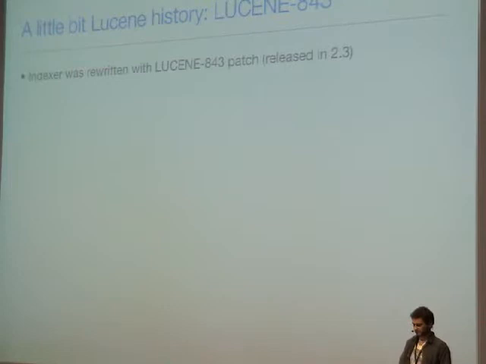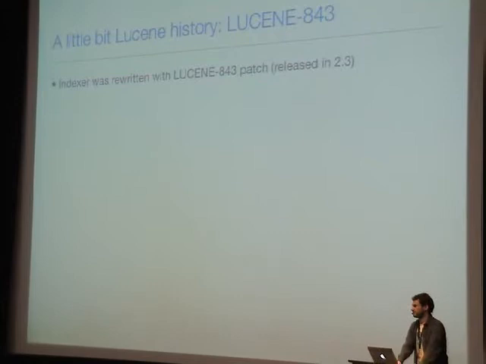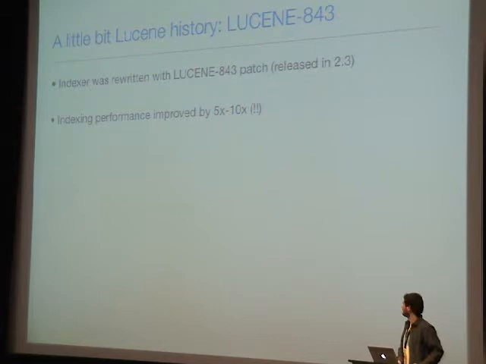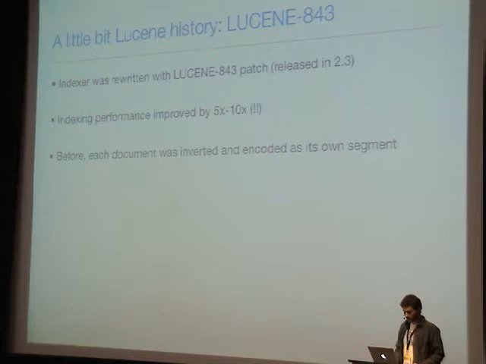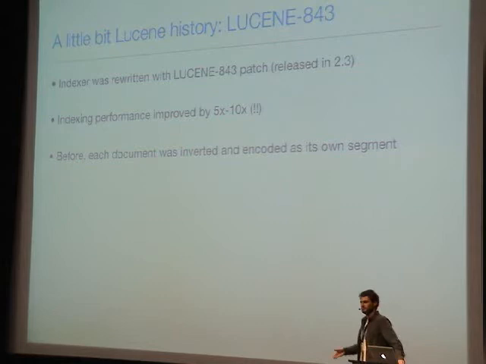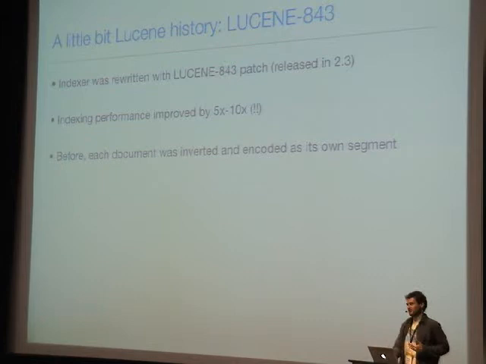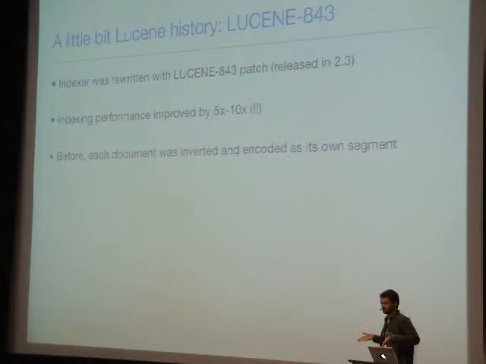There was this famous patch 843, which was basically a complete rewrite of the Lucene indexer. Before 843, which went into release 2.3 and, by the way, improved indexing performance by a factor of 5 to 10x, which is like an order of magnitude, Lucene basically created for every single document that you added to your index its own little segment. And then with the normal segment merger, after it had maybe 10 of those single-document segments, it would merge them into one segment with 10 documents, and that would go on like that.